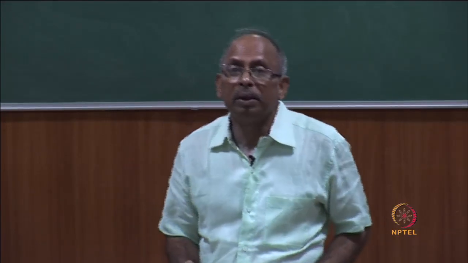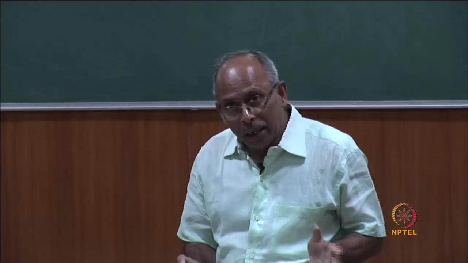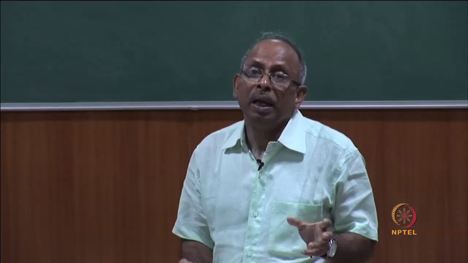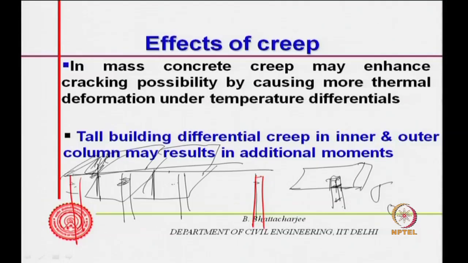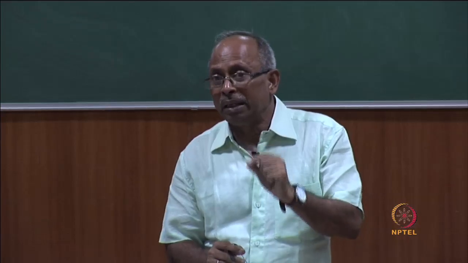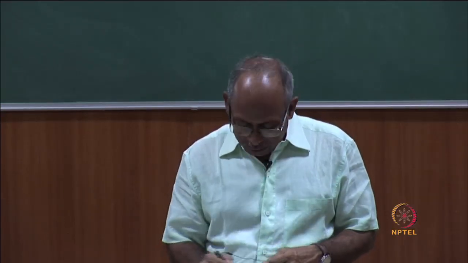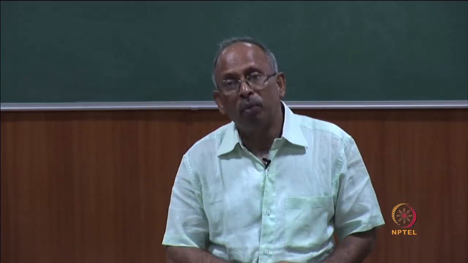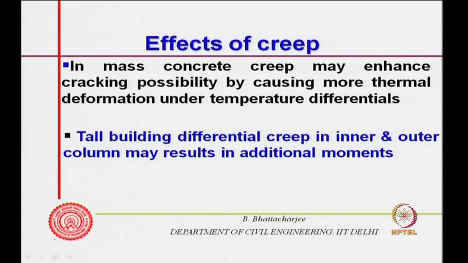If one calculates the difference in creep deformation over the long run between the internal column and the external column, there may be some differences. Now, when you have differential settlement between inner and outer column, where this settles more than this, it will induce some kind of stresses, 6 EI delta over L square, because of the settlement. So, if the delta is appreciable, it may induce additional stresses. This is one effect in tall buildings, taken into account in 40, 50, 60 story buildings. In RCC buildings or similar kinds of buildings, this effect might be there.